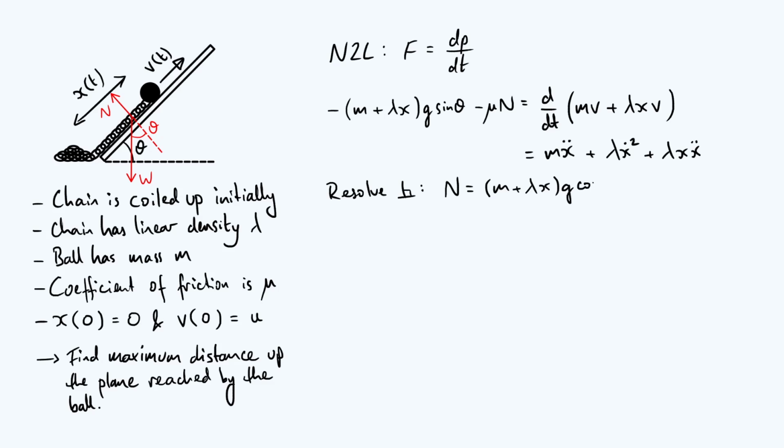This time we project onto the perpendicular axis, which means multiply by cos theta instead of sine theta this time. So we then go back to our original equation and substitute this n into there and see what we get. There's going to be a common factor of (m + λx)g in both of those terms on the left hand side. I'm also going to take out a minus sign, so I'm going to write it as minus (m + λx)g.